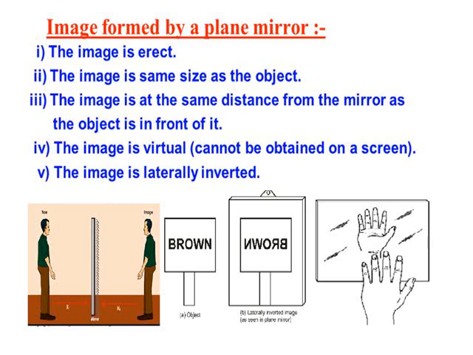So there are totally 5 qualities of the image formed by the plane mirror. It is an erect image, it is of the same size as that of the object, at the same distance from the mirror, a virtual image, and finally laterally inverted.